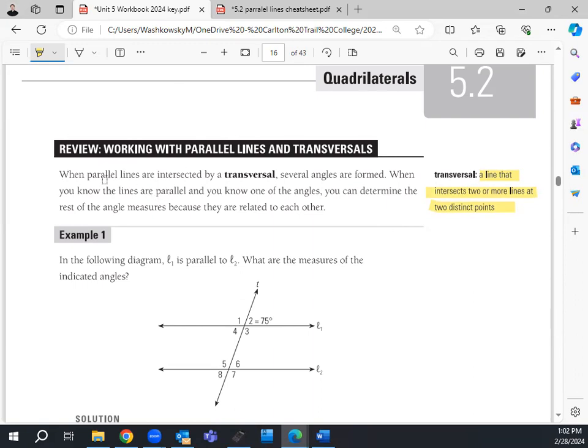And now specifically, when we get parallel lines that are intersected by this, we're going to get different angles. And that's where a lot of these properties start to form. If you know the lines are parallel and you know one of the angles, you can figure out every other angle in that shape. So you just need an angle and you need to know they're parallel.